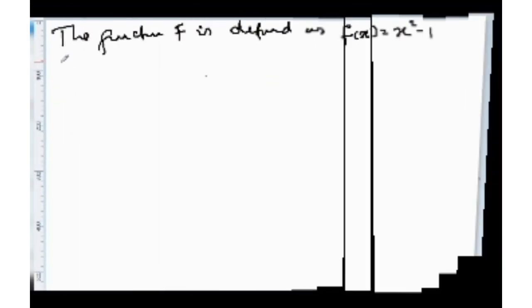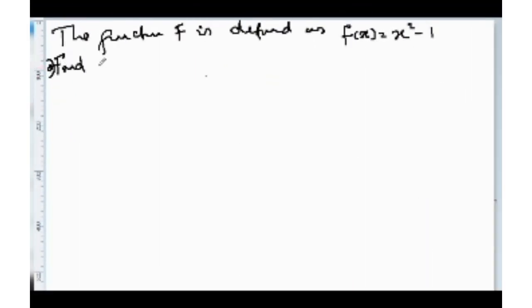And today we are going to solve a problem involving composite functions. The function f is defined as f of x equal to x squared minus 1. Find an expression for f of x minus 2.